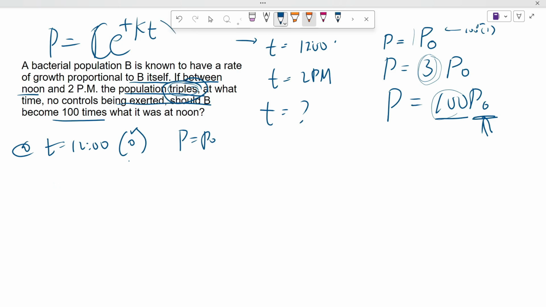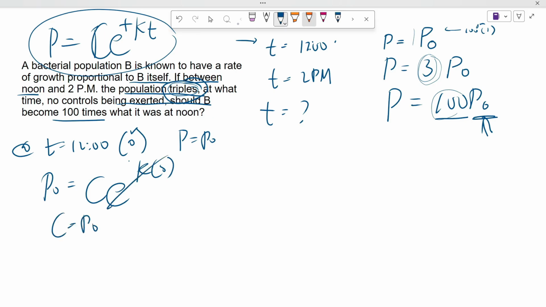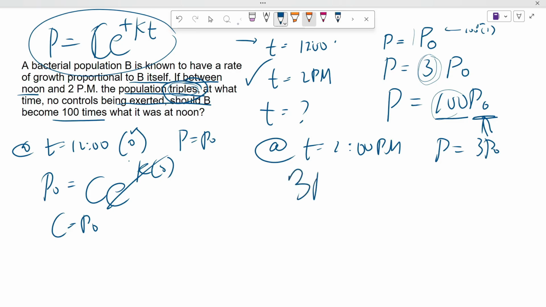So I'll substitute it in the formula. What is our P? P sub O equals C e raised to k times t, and our t is 0. So C is equal to P sub O. At time, we move to the second condition. At 2 o'clock in the afternoon, the population is triple. So our P is 3P_O.